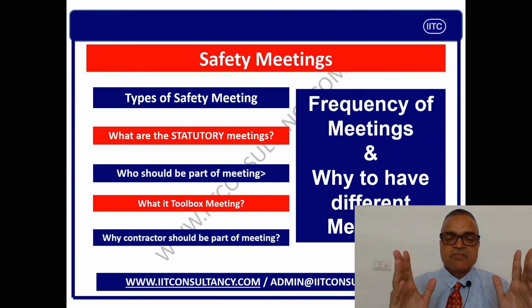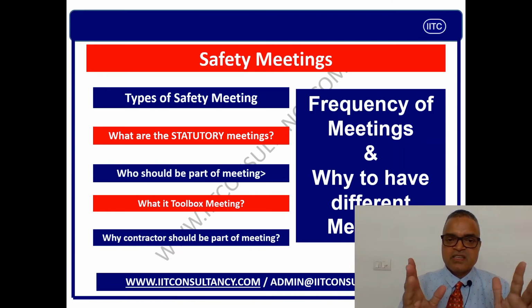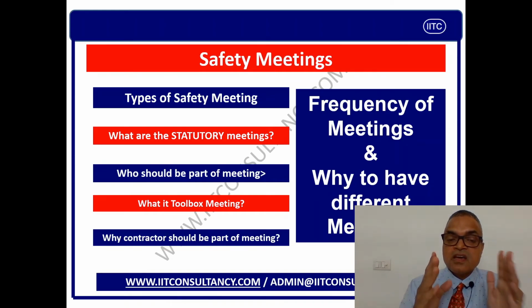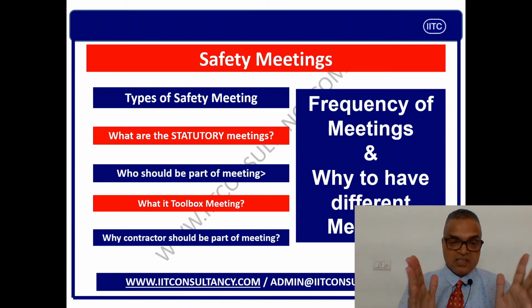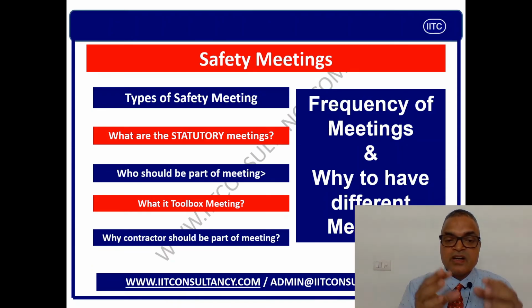Who should be part of the meetings? Definitely the safety committee meeting should have a cross-functional team. There should be a workmen team, a workmen representative, contractors, management, and many more. There is a clear-cut definition of who should be part of the safety committee meeting. This is very well known. What is a toolbox meeting? Now I hope you know very well what a toolbox meeting is.